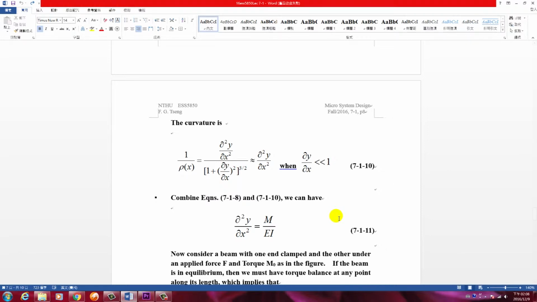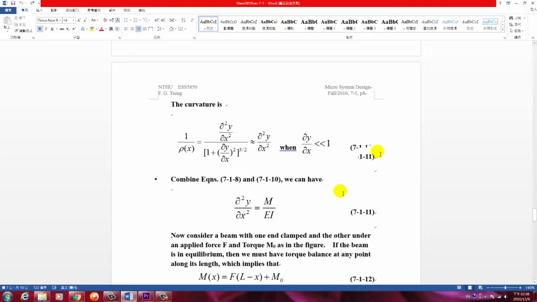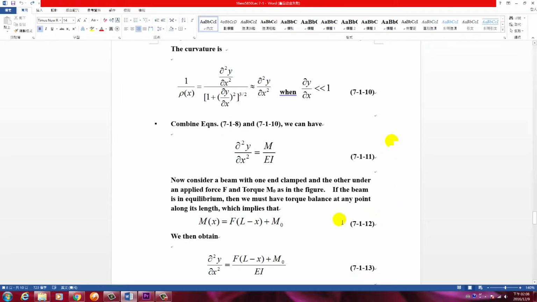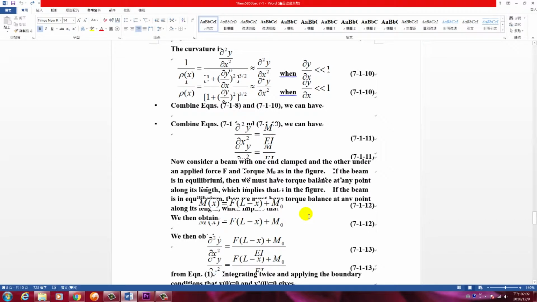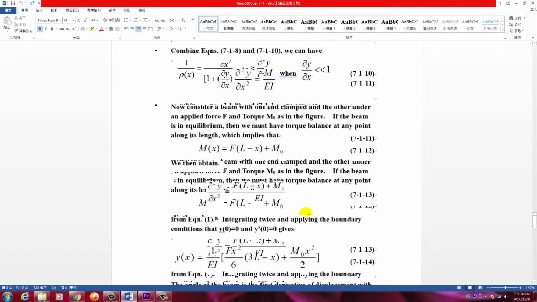So when the curvature looks like this, corresponding to the structure shape change, you can equate this equation with the previous one. Replace this one with ∂²y/∂x², and you have a new equation over here. This is a second order derivative equation, and it becomes very easy to solve. You just integrate the equation twice, put in the boundary conditions, and you can finally get a very simple result.